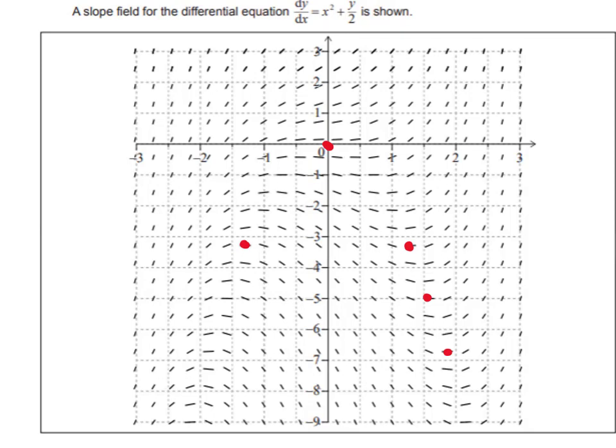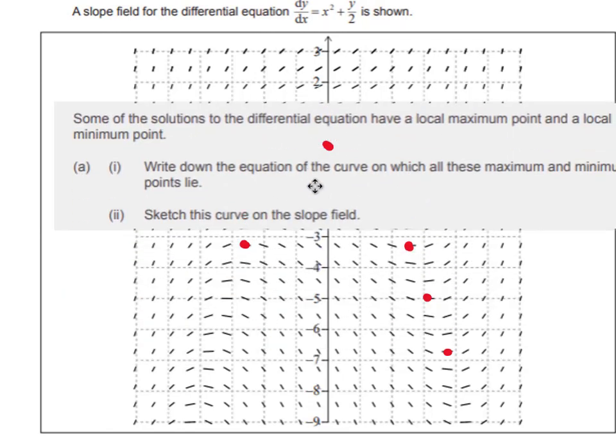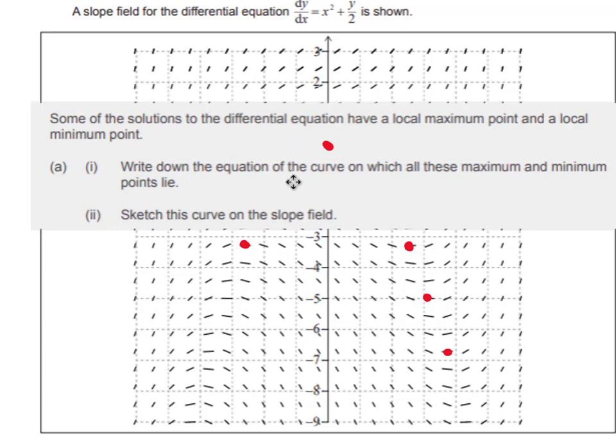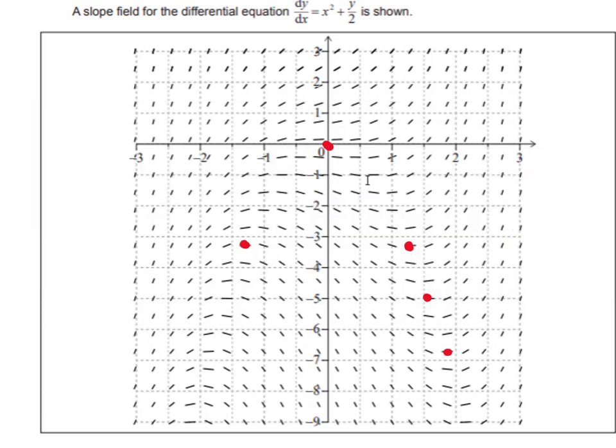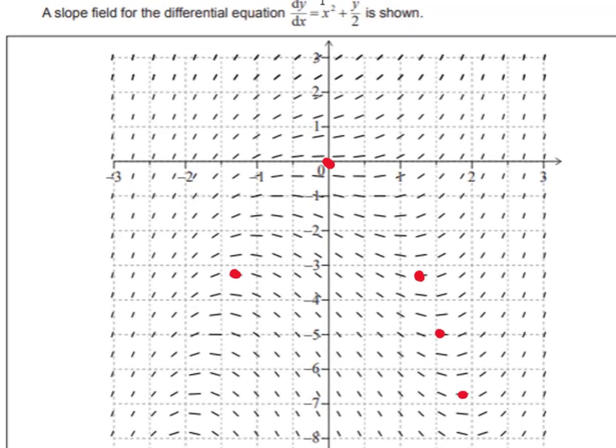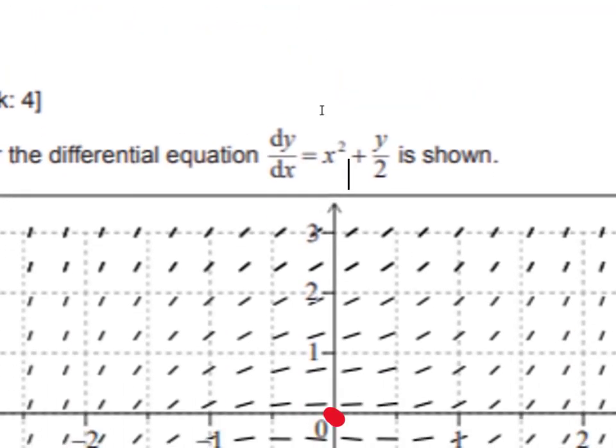So what's it referring to when it's saying write down the equation of the curve on which all these maximum and minimum points lie? And it's as simple as saying, what is a maximum point and a minimum point? It's a place where the gradient is 0. So I'm going to just take that gradient and put it equal to 0. Just put a 0 there. 0 equals x squared plus y over 2. Rearrange that. y equals negative 2x squared.